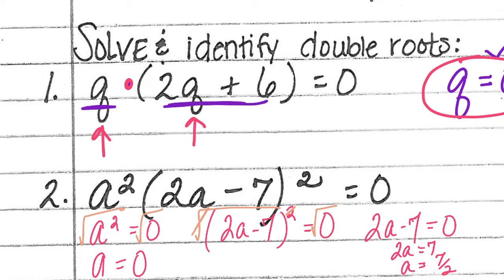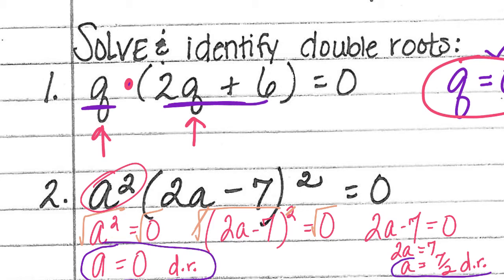Now, we do have to put dr because notice there are two of these. So dr stands for double root. And notice there are two of these. So my answers are a equals 0 double root and a equals 7 over 2 double root.